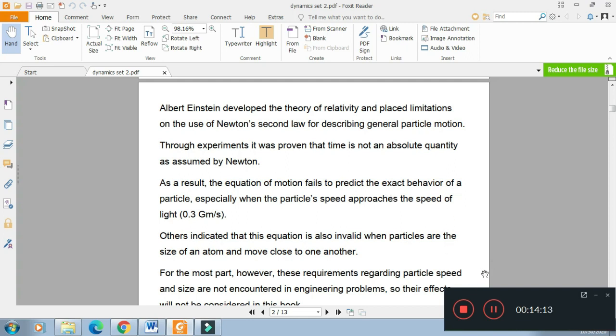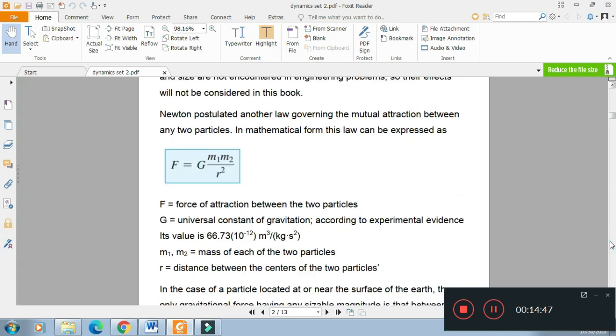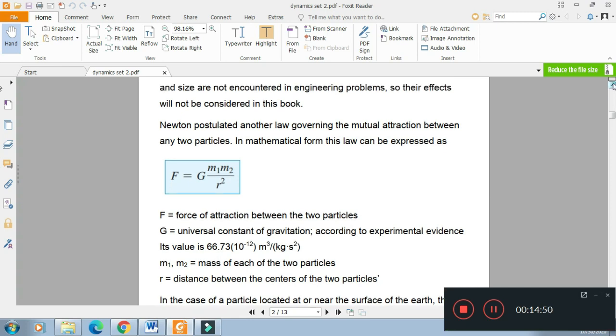Some other researchers have found that if the particle size is very small, close to the size of an atom, then in that case F equal to ma becomes invalid. But for engineering applications, we have a sufficient size of the particles in millimeters or micrometers to a minimum, and we have particles of very large sizes. In that case, the equation of motion can be considered valid.